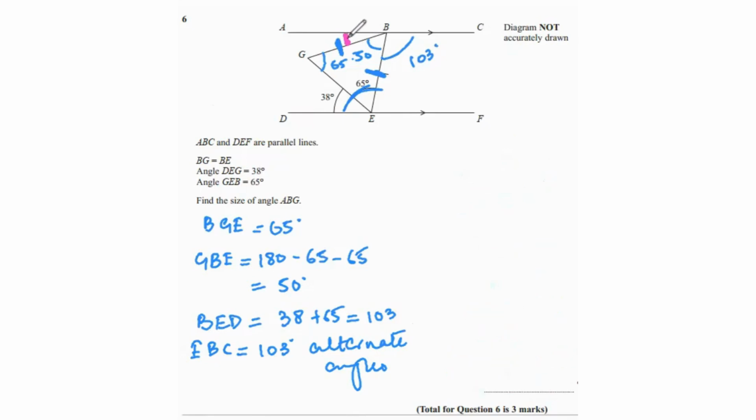Now we can easily find angle ABG by subtracting 103 and 50 from 180 because ABC is a straight line and angles on a straight line add up to 180. So ABG equals 180 minus 103 minus 50, which is going to give us 27 degrees. So that is your angle ABG. That's your answer.